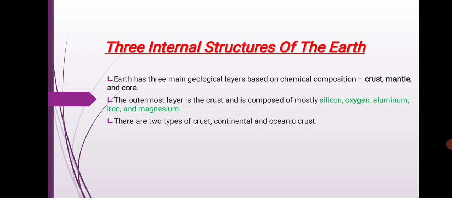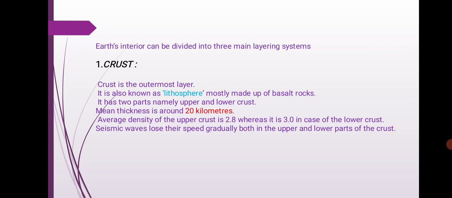Three internal structures of the earth. Earth has three main geological layers based on chemical composition: crust, mantle and core. The outermost layer is the crust, and it is composed mostly of silicon, oxygen, aluminum, iron and magnesium. There are two types of crust: continental and oceanic crust. As explained here, the outer layer of the crust has silicon, oxygen, aluminum and magnesium, whatever minerals or oxygen are included in the crust layer.